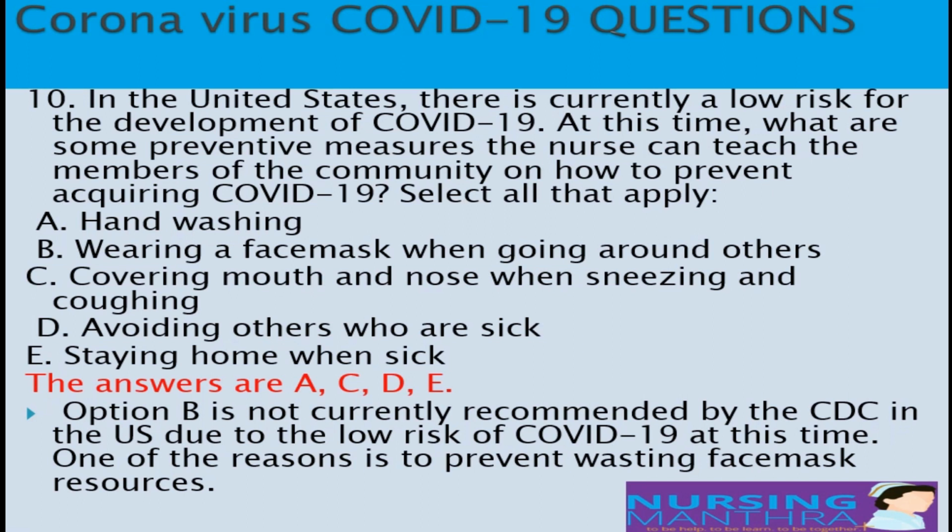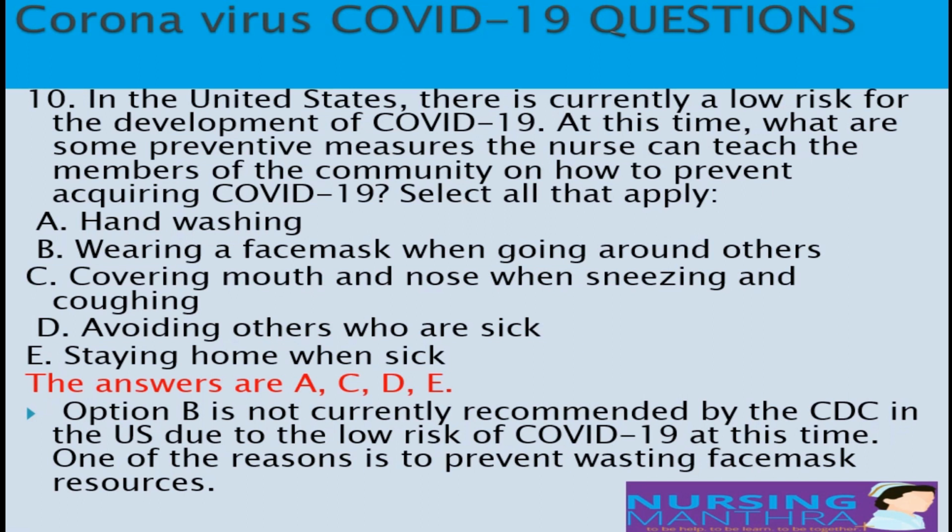In the US, there is currently low risk of the development of COVID-19. At this time, what are some preventive measures the nurse can teach the members of the community on how to prevent acquiring COVID-19? Select all that apply. A. Hand washing. B. Wearing a face mask when going around others. C. Covering mouth and nose when sneezing and coughing. D. Avoiding others who are sick. E. Staying home when sick. So the answer is A, C, D and E.